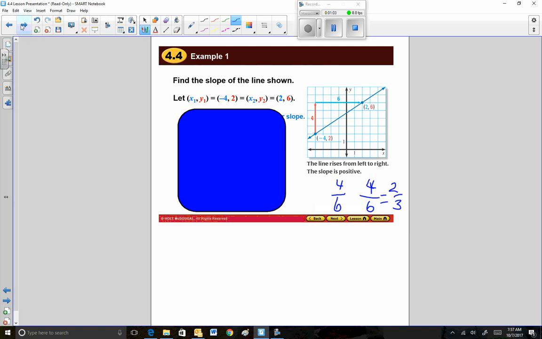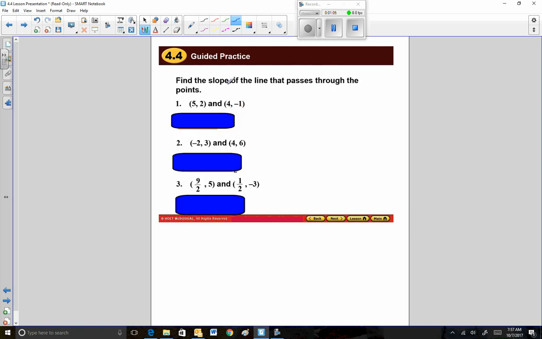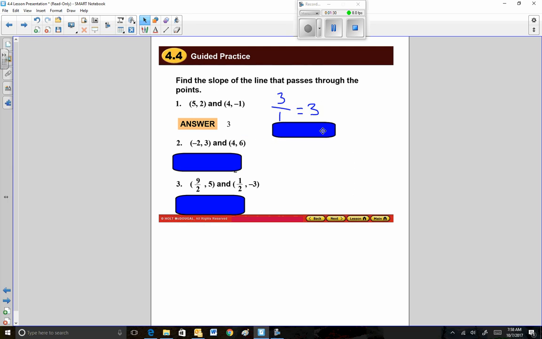All right, let's have you guys try a few. One more together, and then we'll have you guys do it on your own. Find the differences between the y's. From 2 to negative 1 on a number line has 3 spaces, or 2 minus negative 1, your choice. And then between 5 and 4, there is only 1 space. So your slope would have to be 3. And look what they have. Voila, 3. All right, you try these 2 on your own.